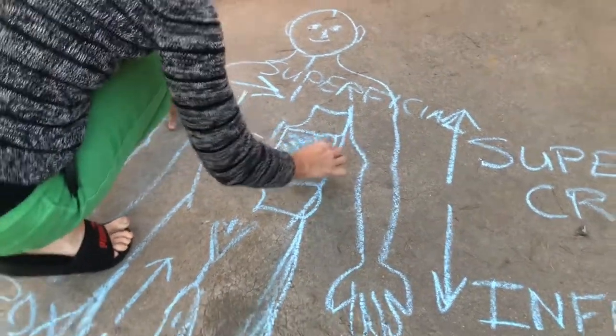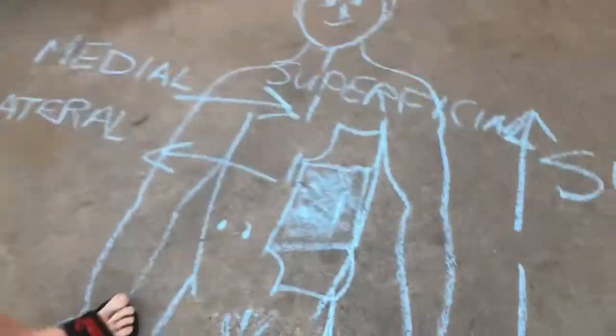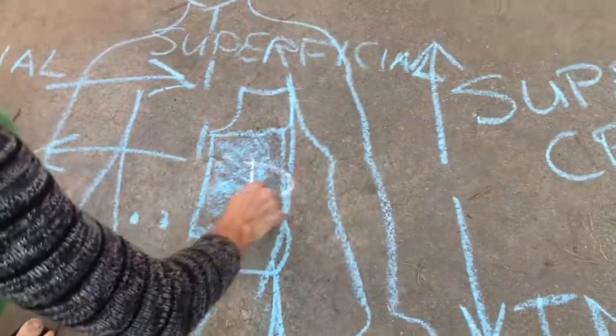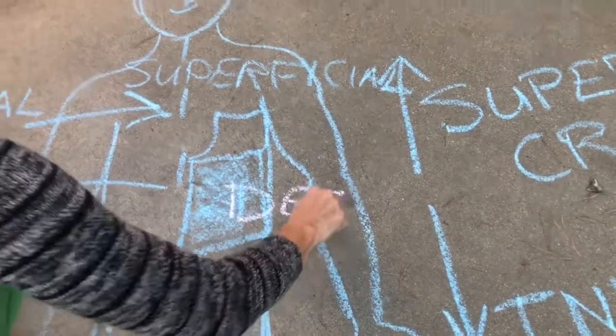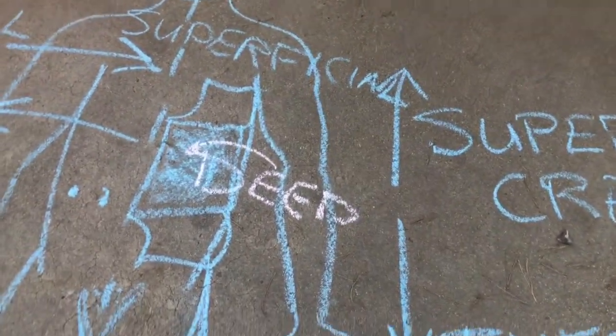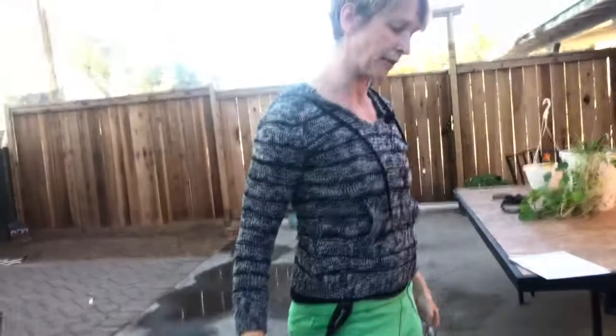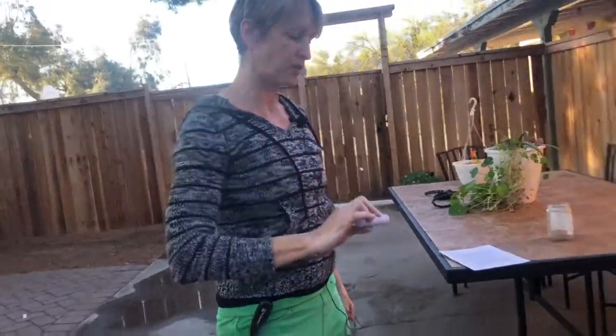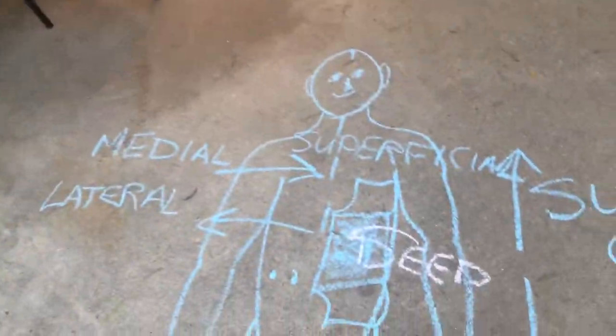Let's see, how can I write this? Let's see, it's a different color. Okay, so deep is a deeper layer, deeper into the body. So superficial toward the surface, deep toward the core.